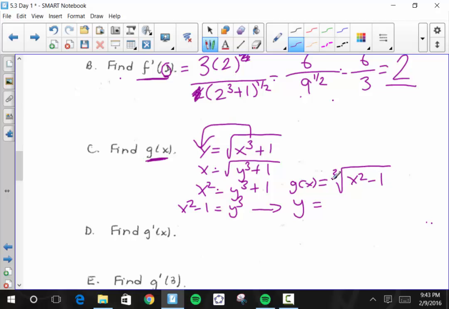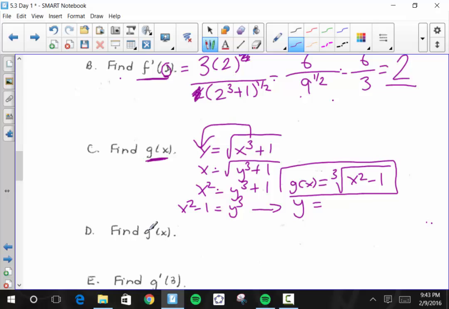Now we don't have to put a plus or minus in front of here. The reason is the third root is an odd root, and that's why we don't have to worry about that plus or minus situation. But if you're taking the square root or anything like that, fourth root, sixth root, eighth root, plus or minus is required in front. Okay, so we got our g of x function.